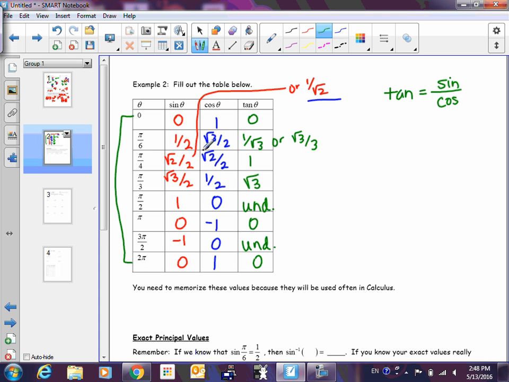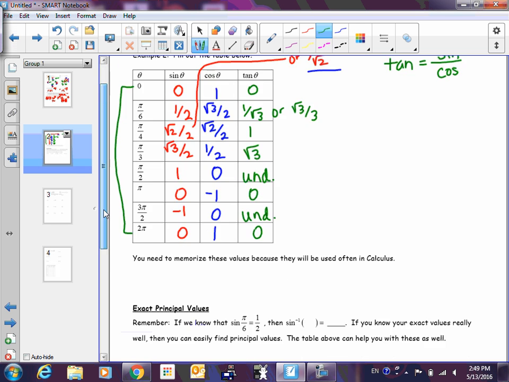Last thing I want to point out about this is I want you to notice that sine of pi over 6 is the same as cosine of pi over 3. Do y'all remember that little thing called co-functions, complementary angles, when we did trig proofs? That is why those are the same, because 30 and 60 are complementary and 45 and 45 are complementary. All right, enough of that. Let's move on.